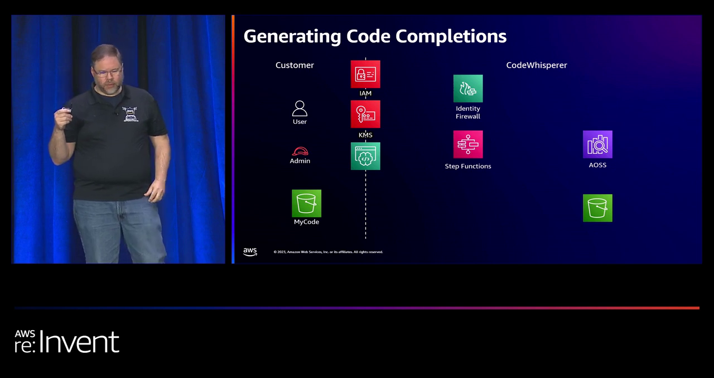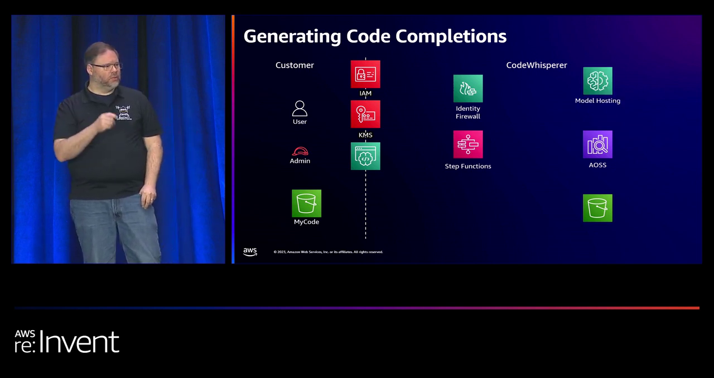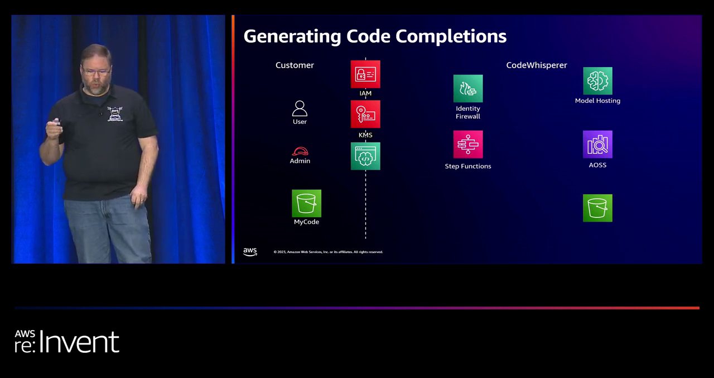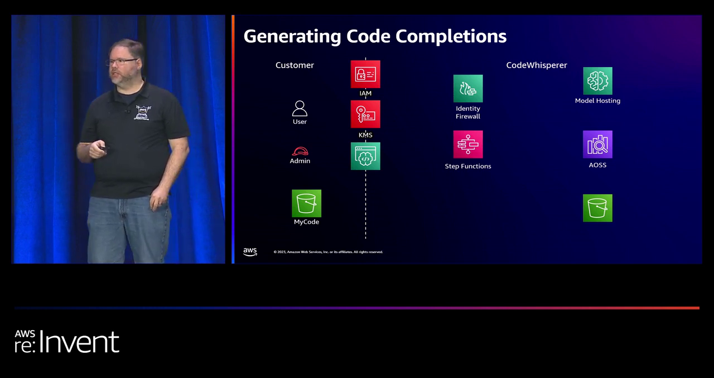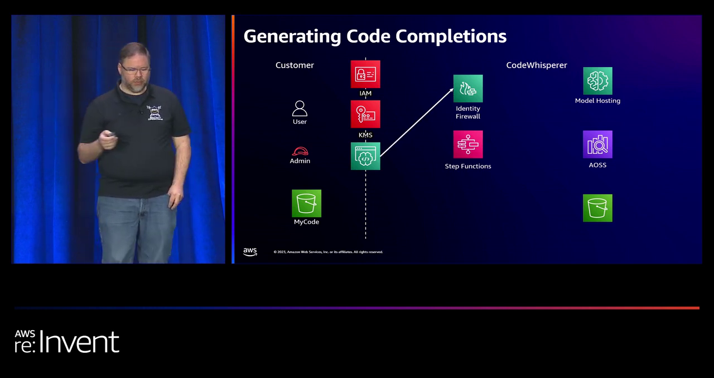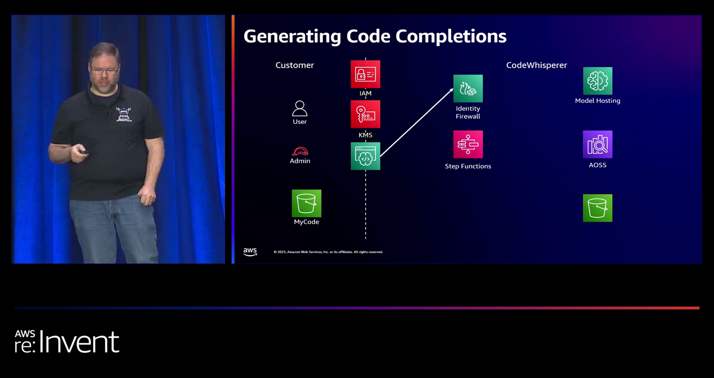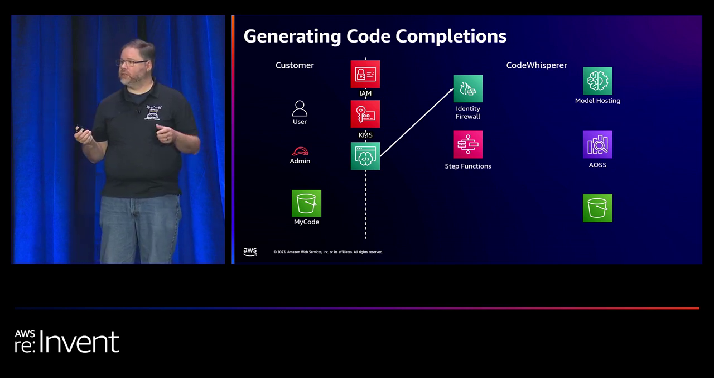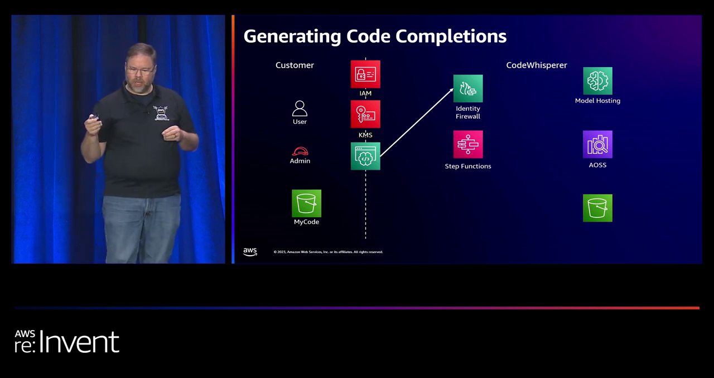And so now that the user's been authorized, we need to introduce the model hosting service. For reasons that I'll talk about in a minute, we're not using one of our ML services here. We're directly hosting this on EC2 GPU instances. So as before, the customer has asked for completions. We're going to call into the identity firewall. Since we're only accessing our own resources, again, we don't use a FAS here. We just do a role assumption.